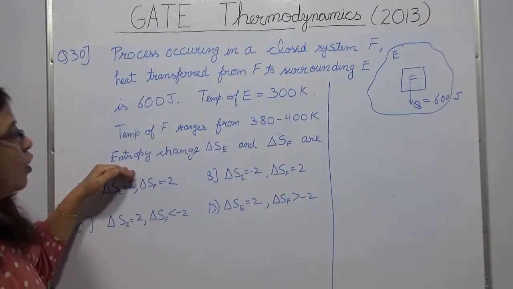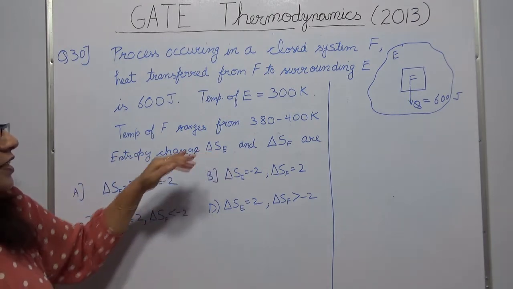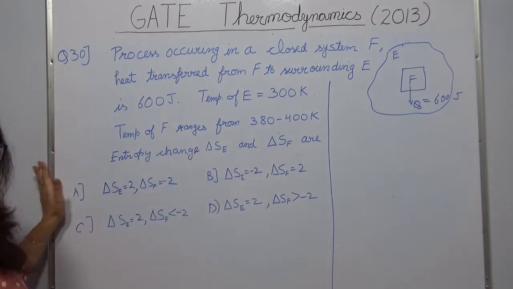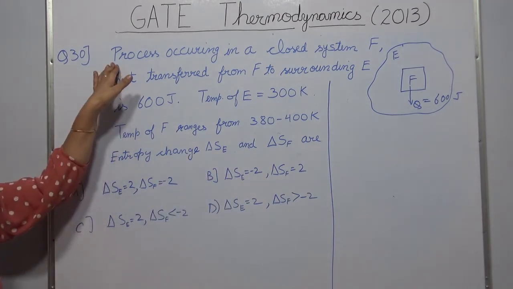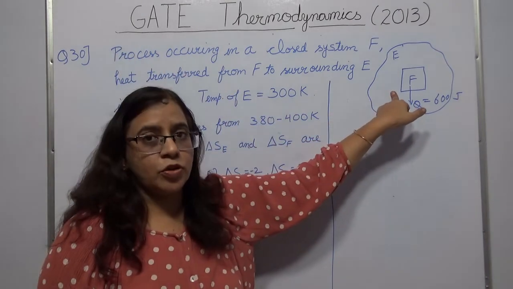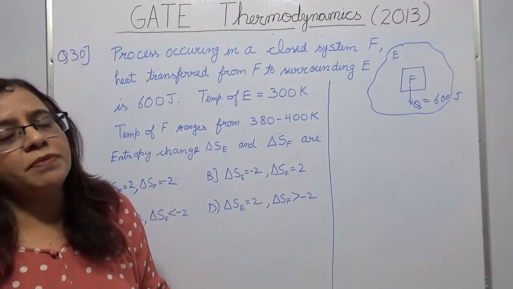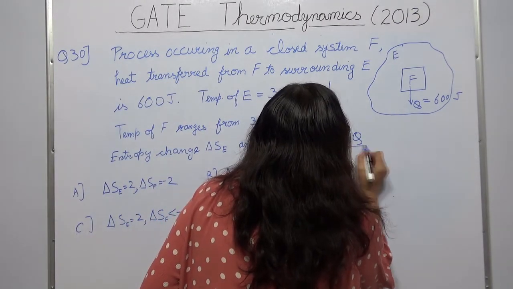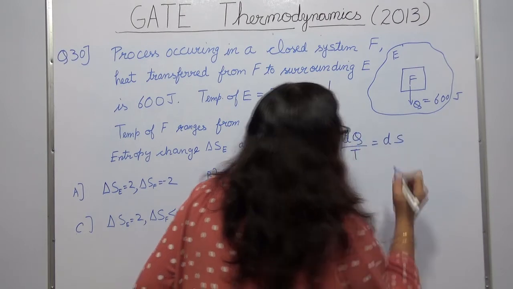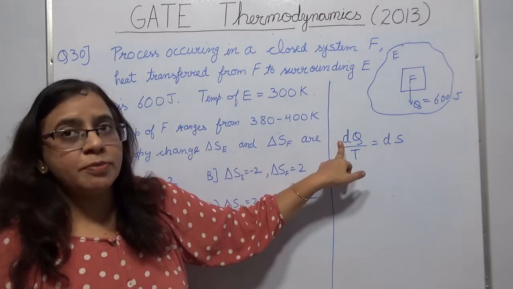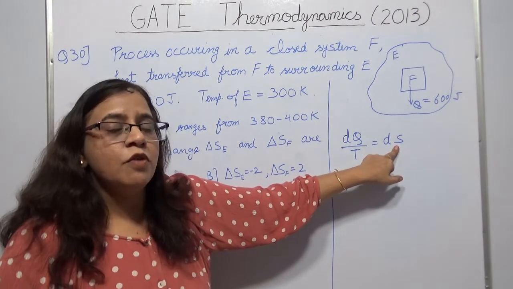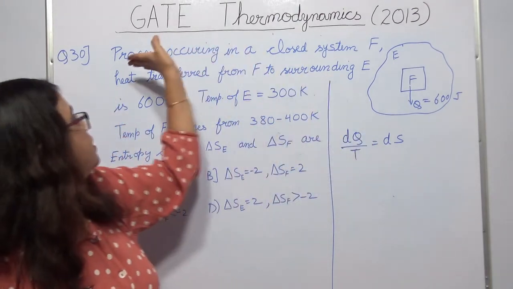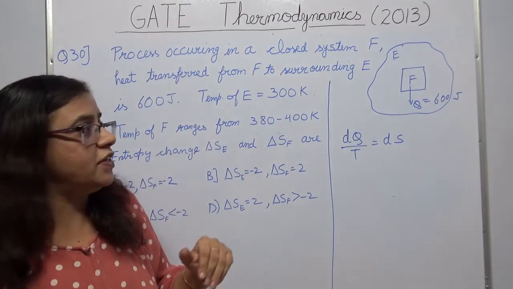Now they have asked you what the entropy changes in the system and the surrounding are. So you have to tell which one of them is right. Okay, so it's a very interesting problem because they have not told you that this is a reversible process. Because if it was a reversible process, you could have applied your Clausius equality. What Clausius equality says is dq by T is equal to dS. Since I know how much heat is being transferred, I can find out the change in entropy if it was a reversible process. But since this is not a reversible process, let's see how we will tackle this problem.